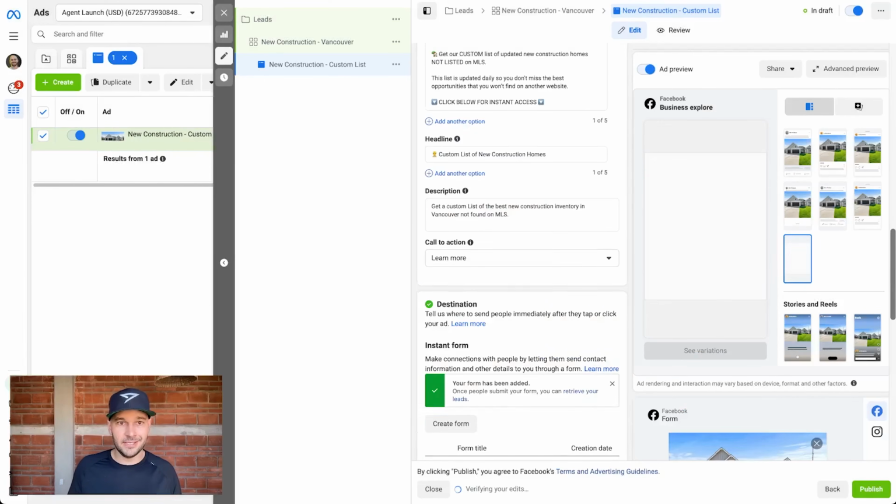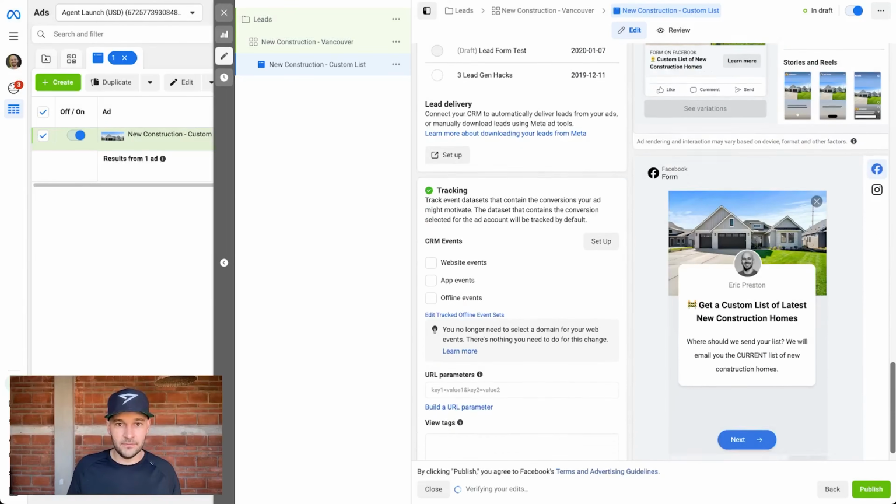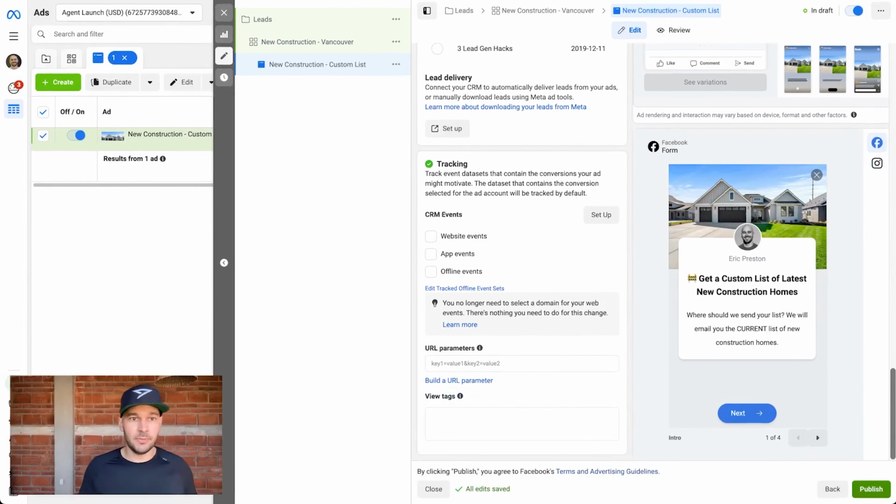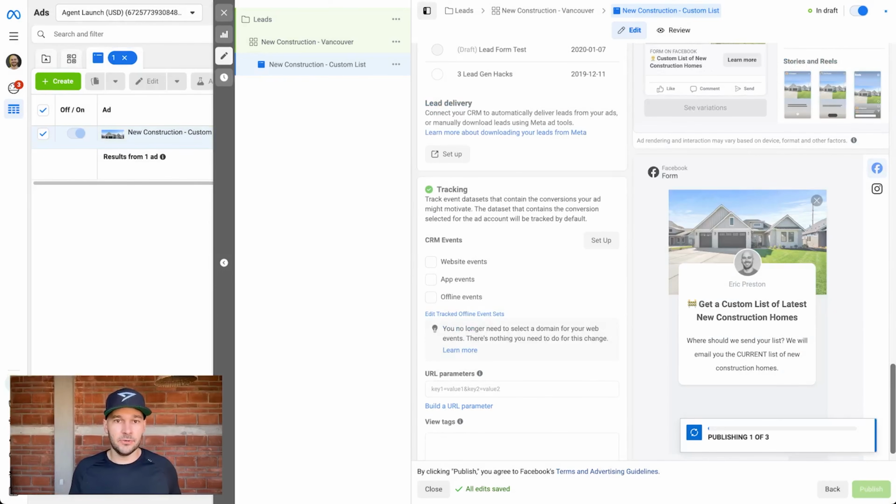And that's basically it. Like that, we have our ad built, we have our form, we're basically done, and we can go publish. Once you publish, Facebook's going to go through a review process where they make sure you're following their guidelines. You may get rejected and you can appeal that. But this is basically it.